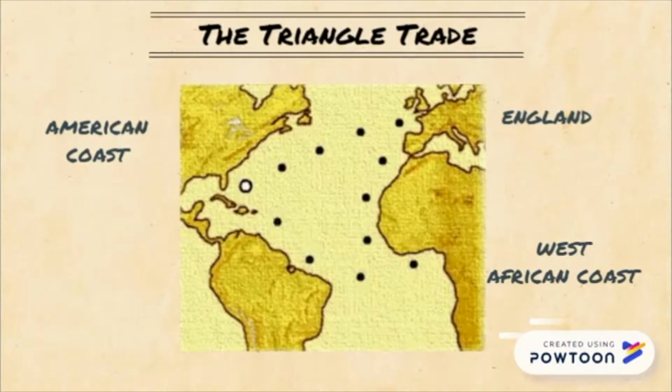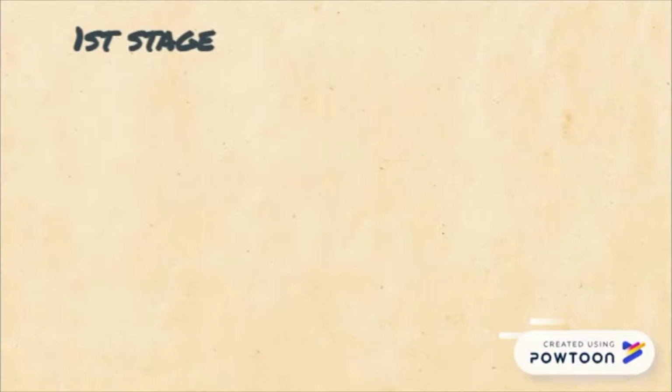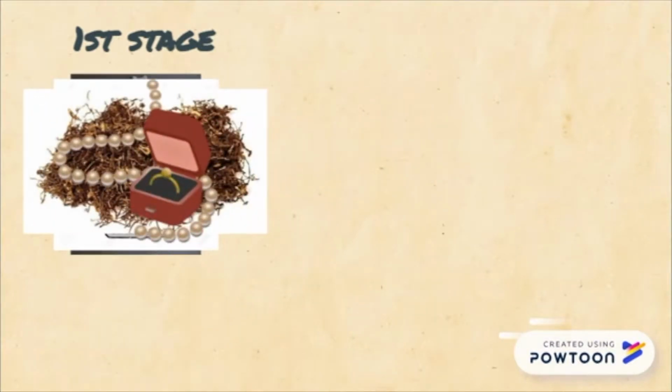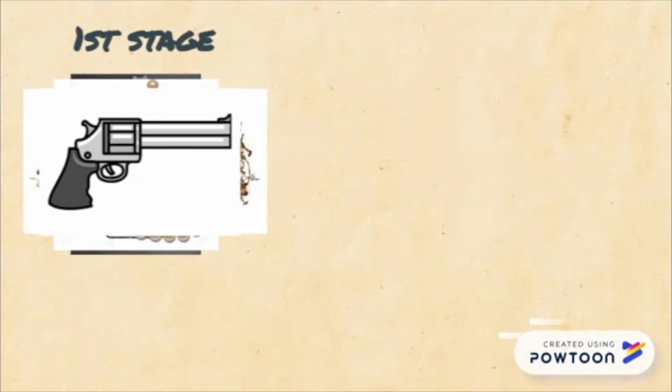The first stage of the triangular trade involved taking manufactured goods from Europe to Africa: clothes, spirit, tobacco, beads, cowrie shells, metal goods, and guns. The guns were used to help expand empires and obtain more slaves, until they were finally used against European colonizers. These goods were exchanged for African slaves.